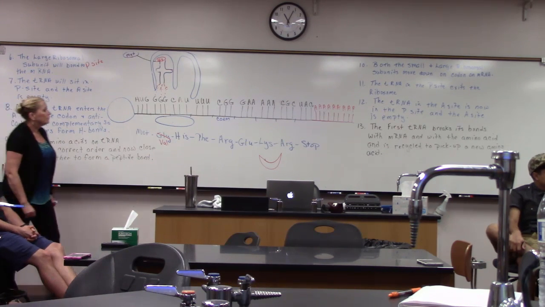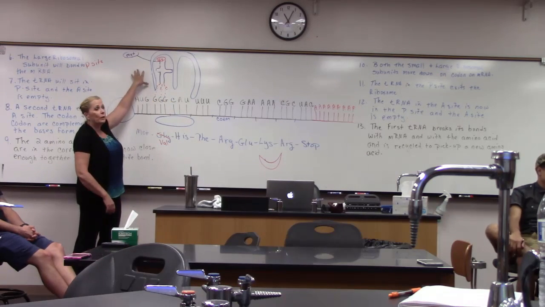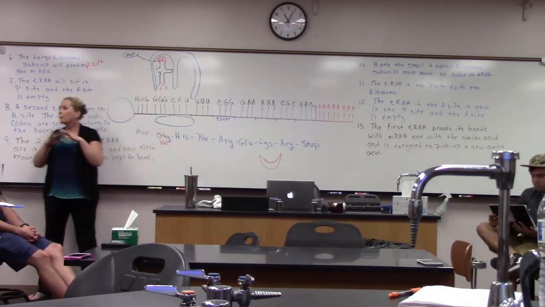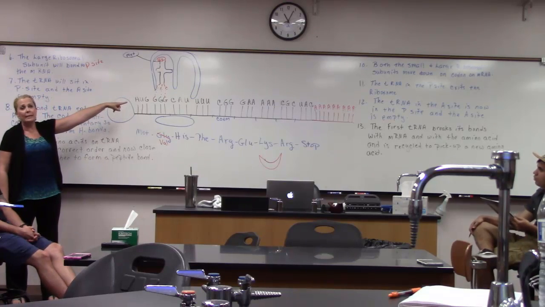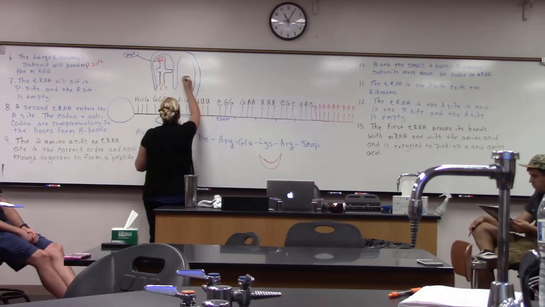Okay? All right, so let's go back to this. Again, this first transfer RNA, it's gone, it's out of there, it broke all its bonds, and we have an A site that's empty, so we're going to bring in another transfer RNA. Same thing, going to repeat.